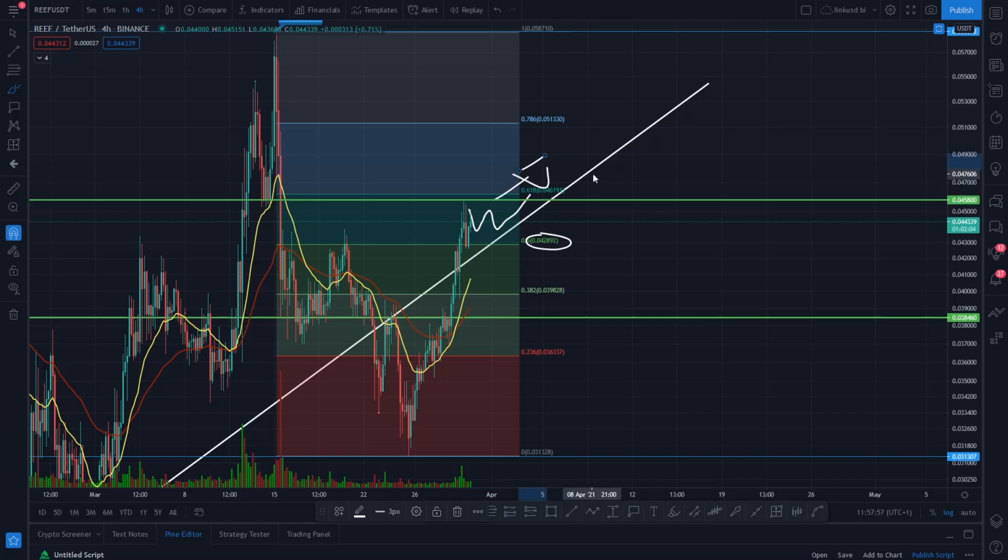Always be aware of every scenario. So effectively, if you was to lose that now, you would just be looking at an EMA retest, I think, and getting a bounce off it and then coming back up. But again, really, really healthy for Reef, okay?